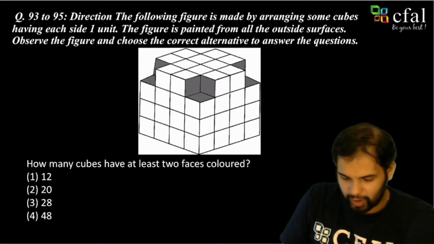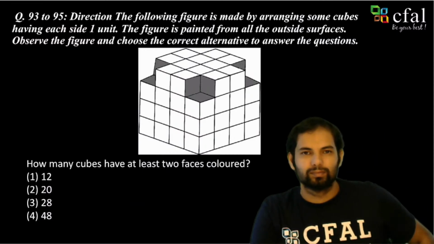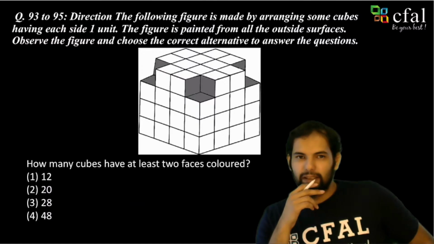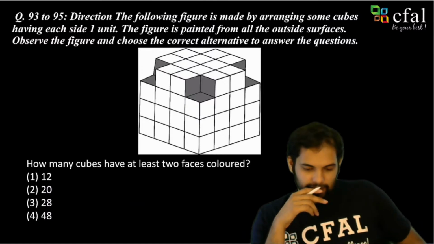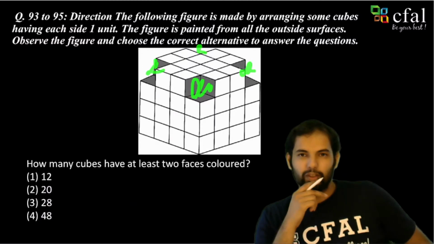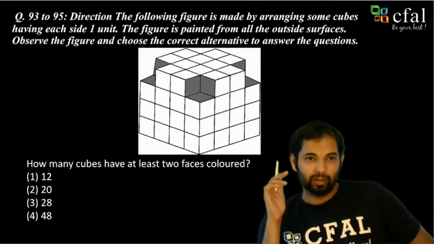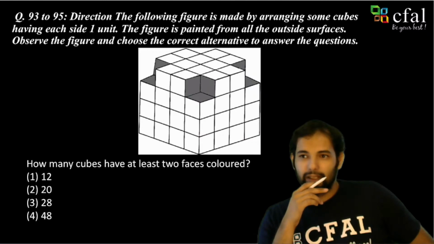Next, how many cubes have at least 2 faces colored? Now calculate. Now, see, below there are no cubes cut. The cubes are cut only here and this corner and this corner, right? 1 cube is cut. So now the question is how many cubes, not faces. So calculate it properly again.